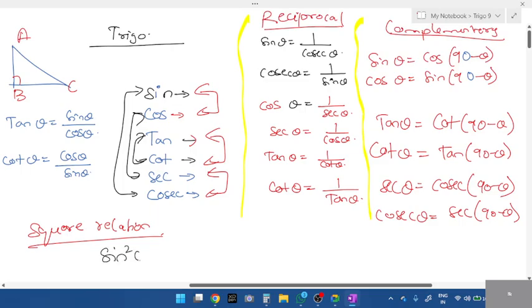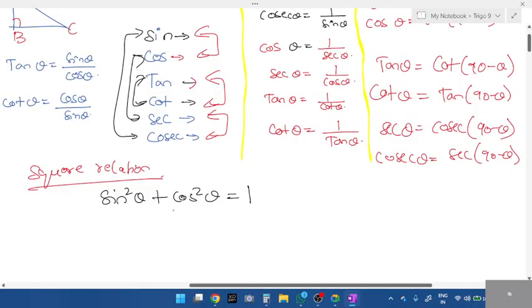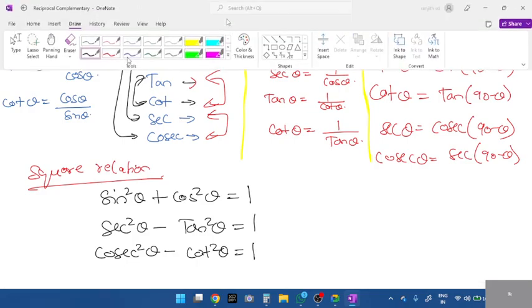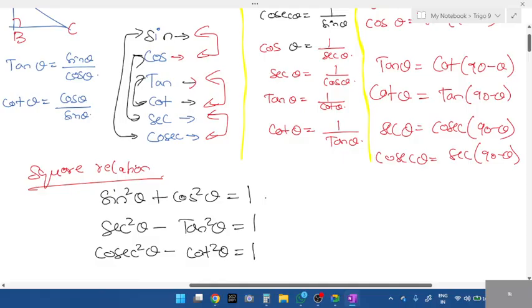So the first thing is sine square theta plus cos square theta is equal to 1. Next, you take sec square theta minus tan square theta is equal to 1. Then we go in reverse order: cosec square theta. What is the other trigonometry ratio missing? Cosec square theta minus cot square theta is equal to 1. Yes, complete this square relation.